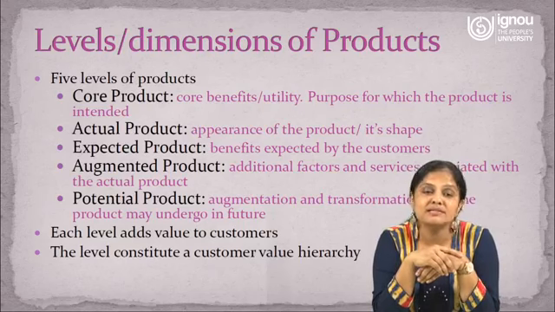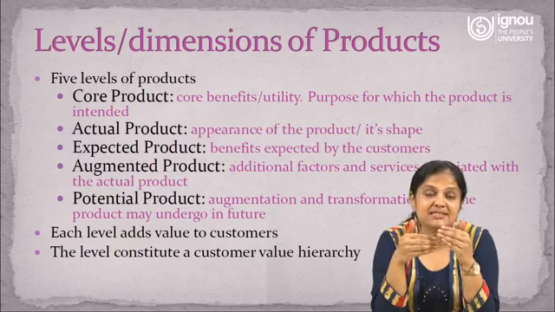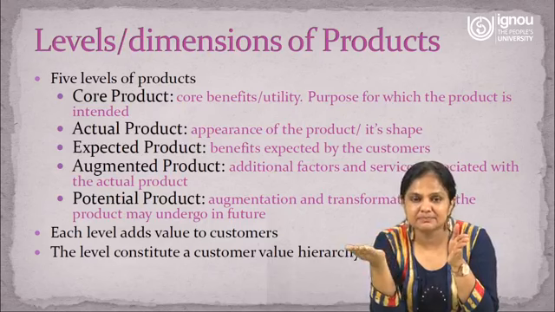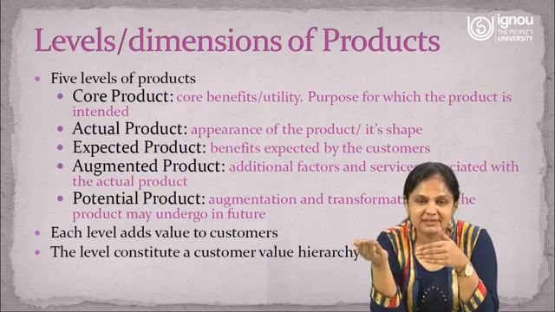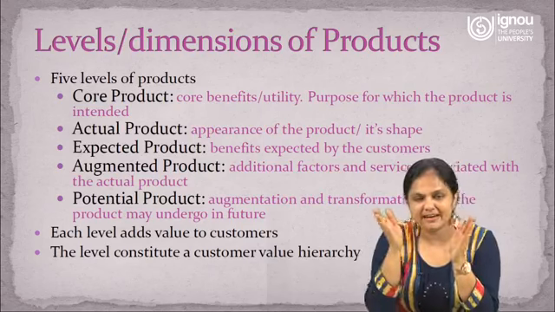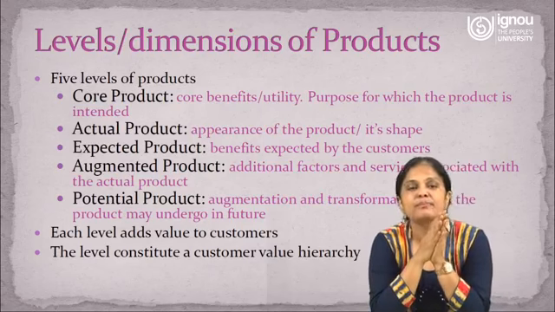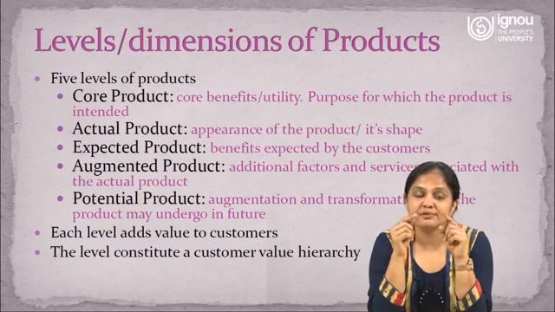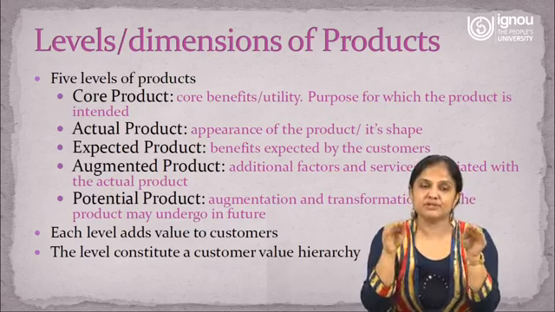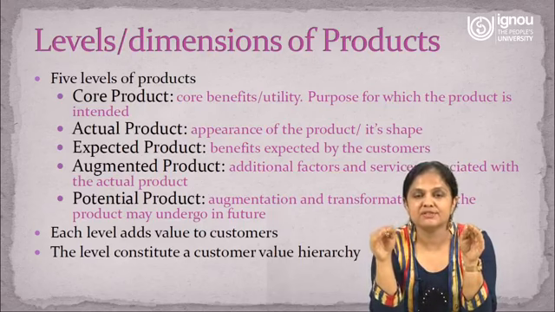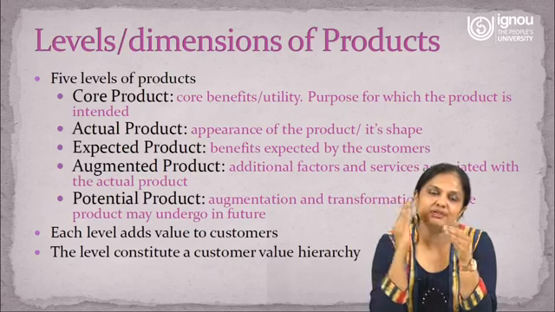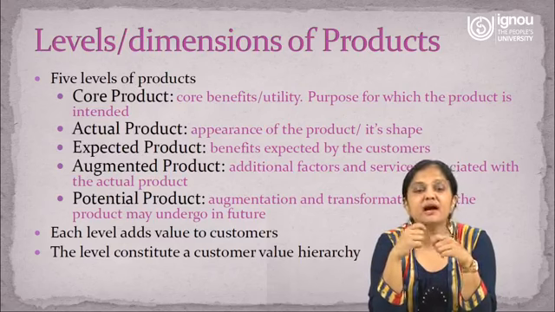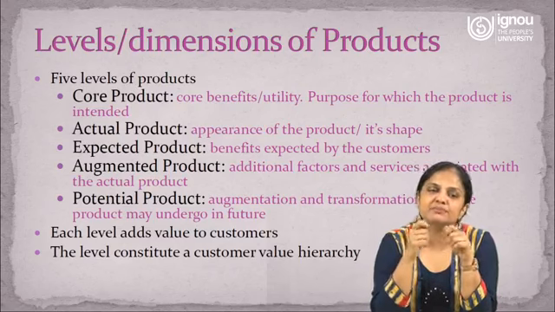And then comes augmented product, additional factors or additional services that you provide with that particular product. For instance, after sales services, or maybe installation services. So when those are added to a particular product, it becomes augmented product. And then in the beginning of this session I said that as a feature of product, it is important that product should be adaptable. It should have scope to adapt to the changes in the environment. So potential products are those where the augmentation and transformation that the product may undergo in future are termed as potential product, right?